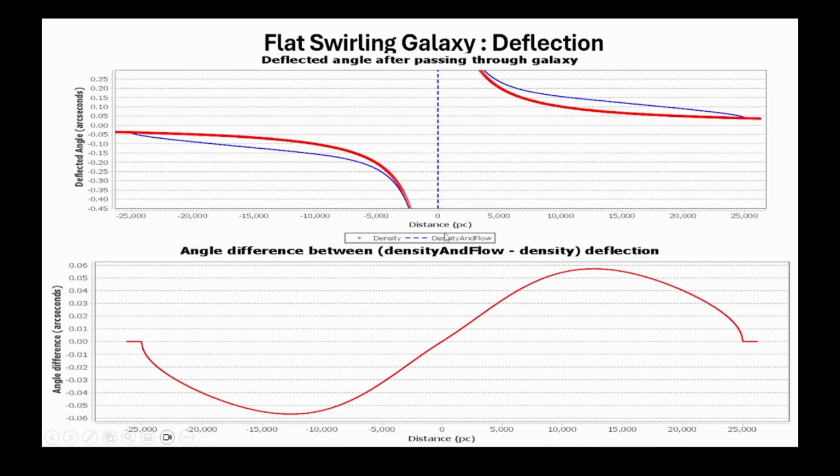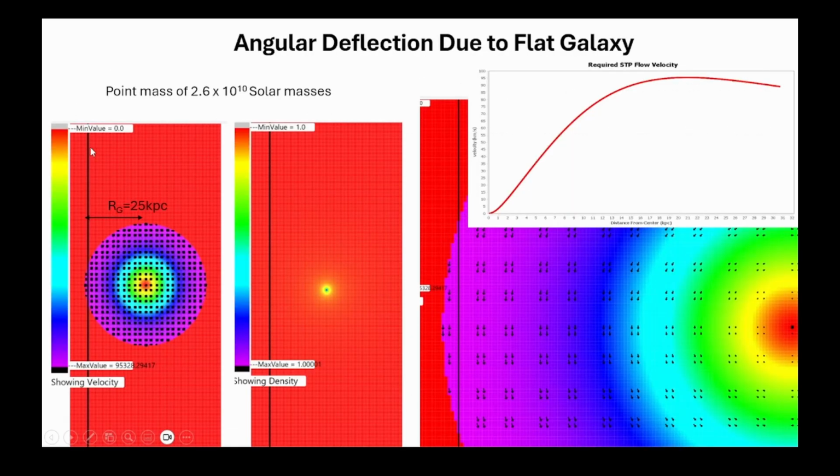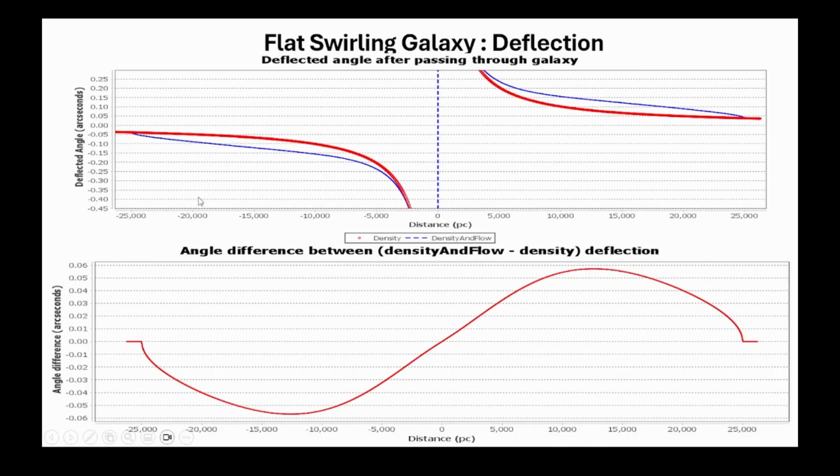So one last thing is we're basically taking straight rays and we're just going to scan this across to calculate the deflections. That's why this is now in parsecs, because we're moving across the diameter of the galaxy. And if we look here, this red curve is the angular deflection purely due to the density, the gravitational effects.